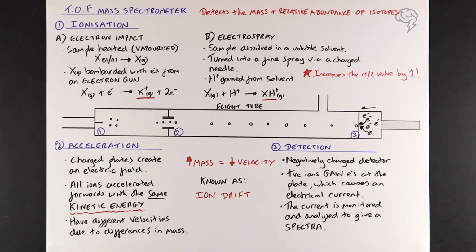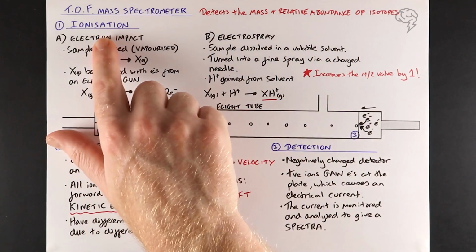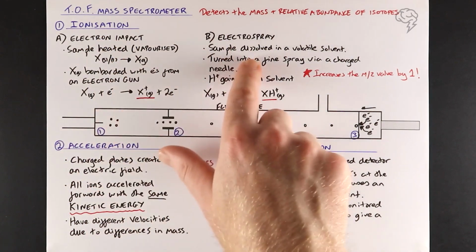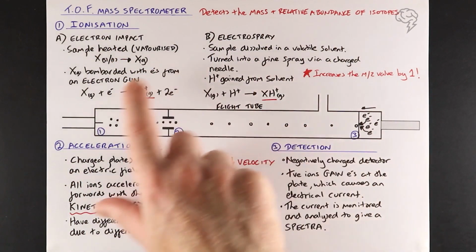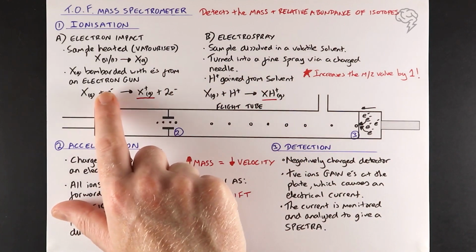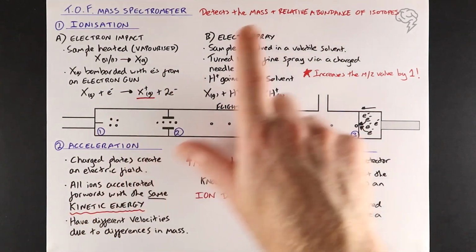So I told you this was going to be a bit of a marathon. There's a lot of information here, but it's something that if you know how it works and you get a big question on it in the exam, then you're laughing all the way to the bank, aren't you? So our time of flight mass spectrometer basically detects the mass and relative abundance of the isotopes. 3 stages. Number 1, it's ionized. 2 methods with respect to ionization. What we've got is electron impact, first of all, which takes an electron away and gives it a positive charge.